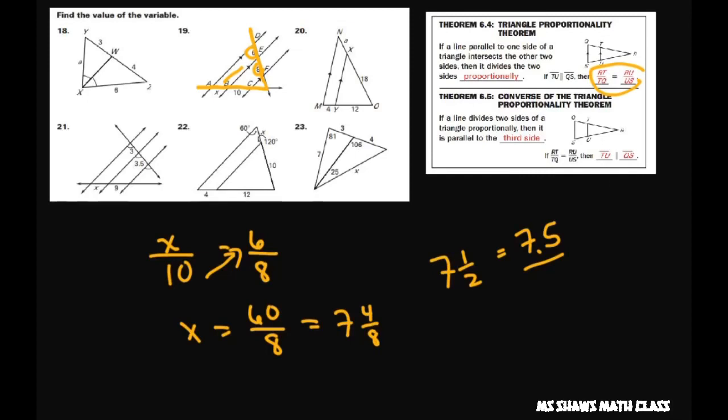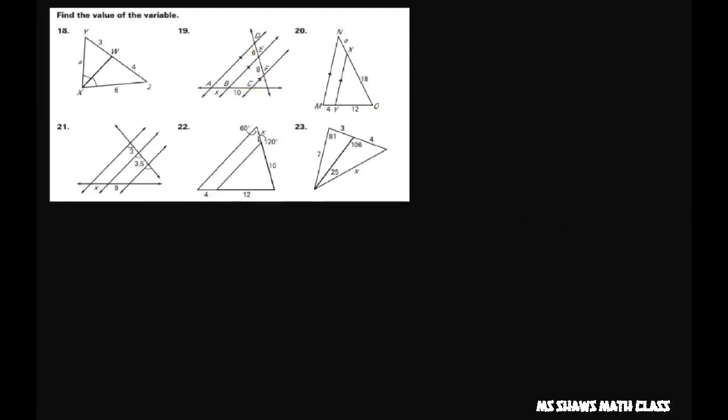Okay, the second one, and the rest of these we're basically using this one. And on 22, we'll be using the converse. So let's start here with 20. So since we have parallel lines, that means these 2 sides are proportional.